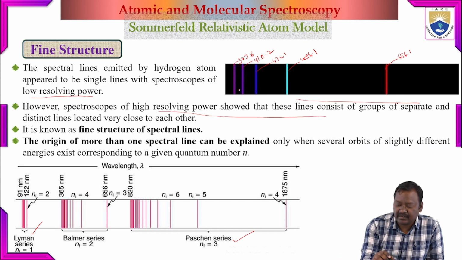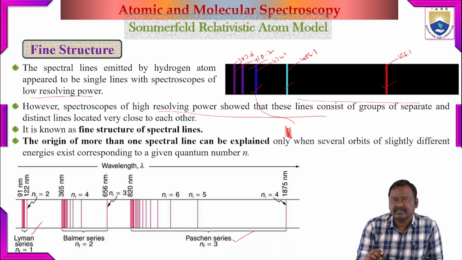For example, in the visible region, these particular lines again consist of several lines. For example, this blue line at 434.1 nanometer can again be seen under a spectroscope of high resolution. There are several lines which are very close together. It appears as a single line under low resolving power, but when seen under a high resolving power spectroscope, it is not a single line. It is a group of several spectral lines which are very close together. So the single line is only a group of spectral lines like this.